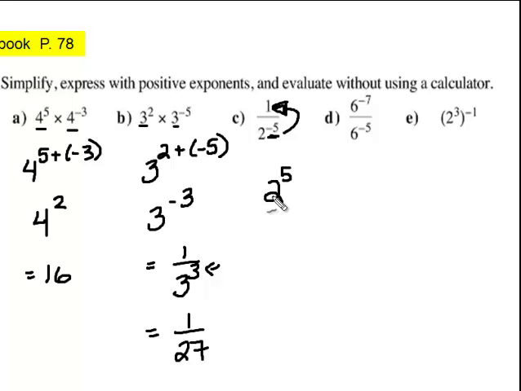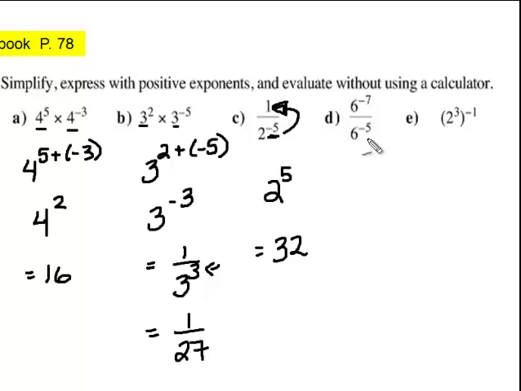In this case, I changed it from being in the denominator to being in the numerator. And what happened to the 1 is just 1 times any number is going to be itself, so it's not necessary to write 1 times 2 to the 5th, though you could if you wanted to. And if I evaluate that, 2 to the 5th, I know is 32.